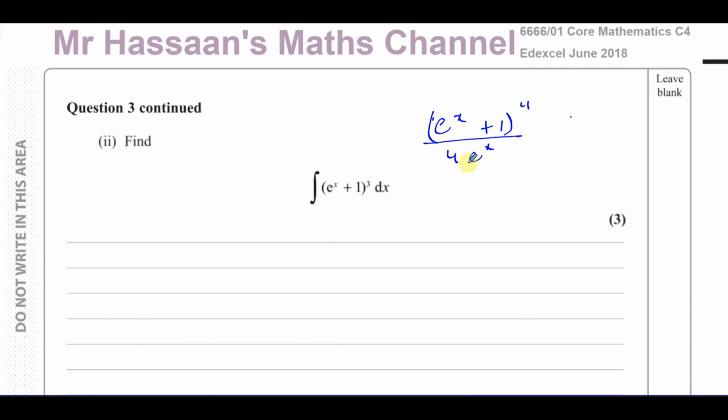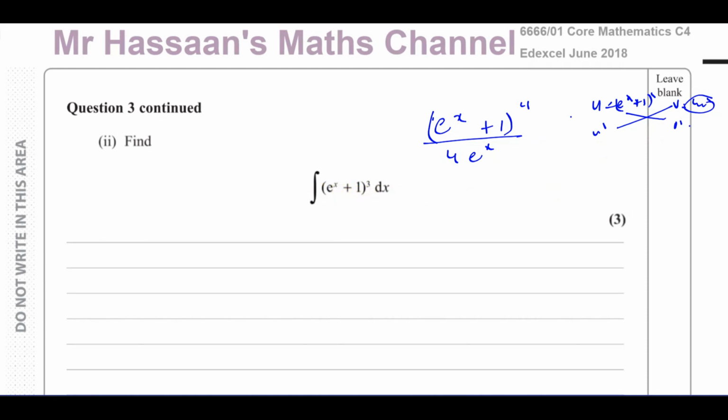I have to use the quotient rule. I'm going to end up with some really complicated thing. I have to have u equals (e to the power of x plus 1) to the power of 4, and v equals 4 e to the power of x, and I have to find u dash, and I have to find v dash, and then I have to do this times that minus that times that, divided by this squared. There's no way I'm going to end up with this.